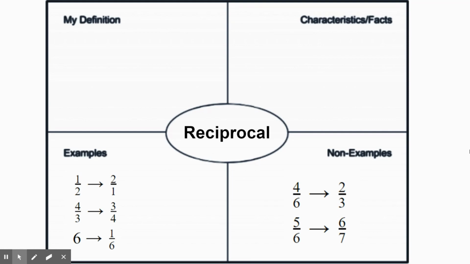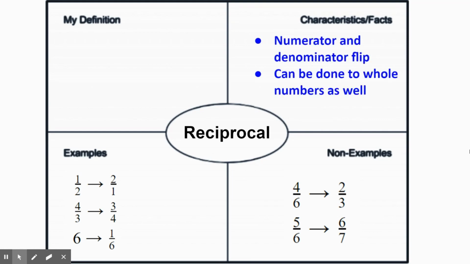So now if we look at the characteristics and facts, what we're really doing here, and the pattern you may have noticed, is that the numerator and the denominator are just flipping. They're changing positions. In that first example, we had 1 over 2. If we flip the numerator and the denominator, we now have 2 over 1. So that is its reciprocal. We can also do this to whole numbers. That's how 6 becomes 1 over 6. If you think of 6 as a fraction of 6 over 1, we just flip them, and we get 1 over 6.